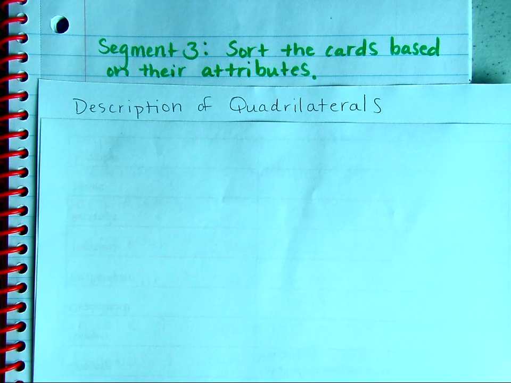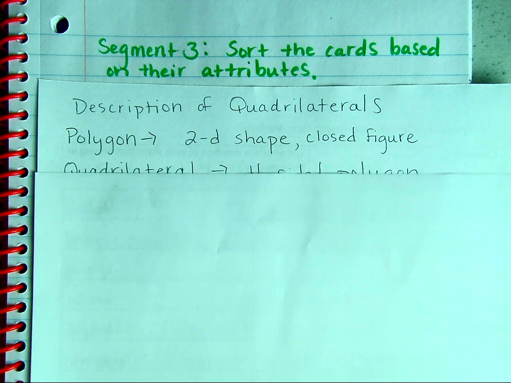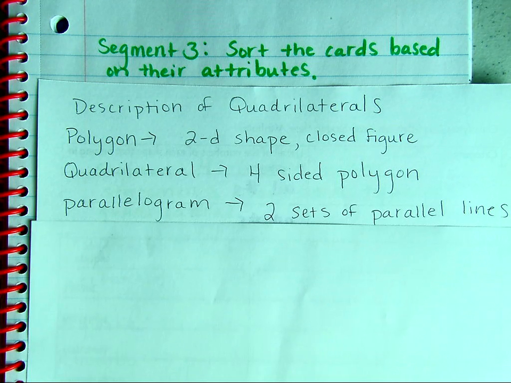Okay, let's go over the descriptions you created of these quadrilaterals. A polygon is a 2D shape and it's a closed figure. You can pause after each one of these definitions if you need a little more time to look at it. A quadrilateral is a 4-sided polygon. A parallelogram has 2 sets of parallel lines.